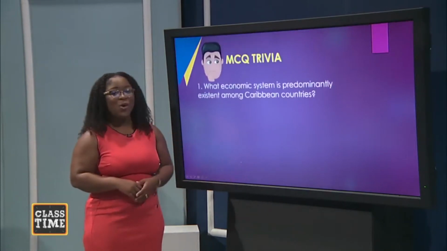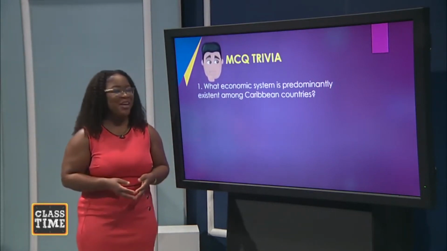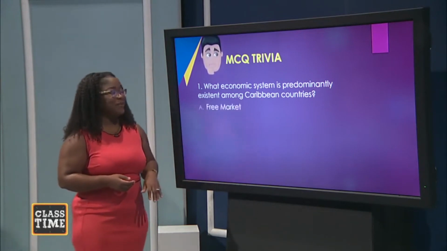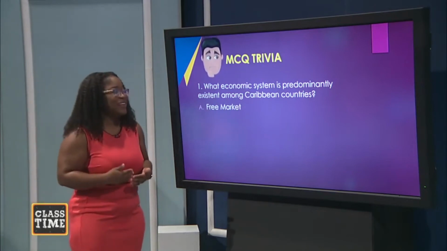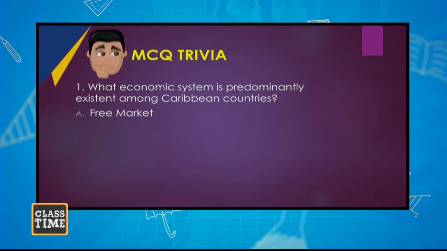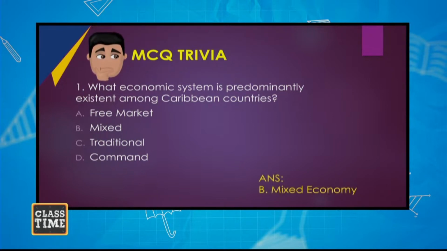Okay, so now it's trivia time. Let's do a little recap to see how well we would have learned these objectives or met the objectives. So our first trivia question is, what economic system is predominantly existent in Caribbean economies? I just gave you the answer, you know. Let's see if you can find it in this list. Is it A, the free market, B, mixed, C, traditional, or D, command? Think about it. I literally just gave away the answer. So if you say B, the mixed economy, you're correct. B as in boy, you're correct.